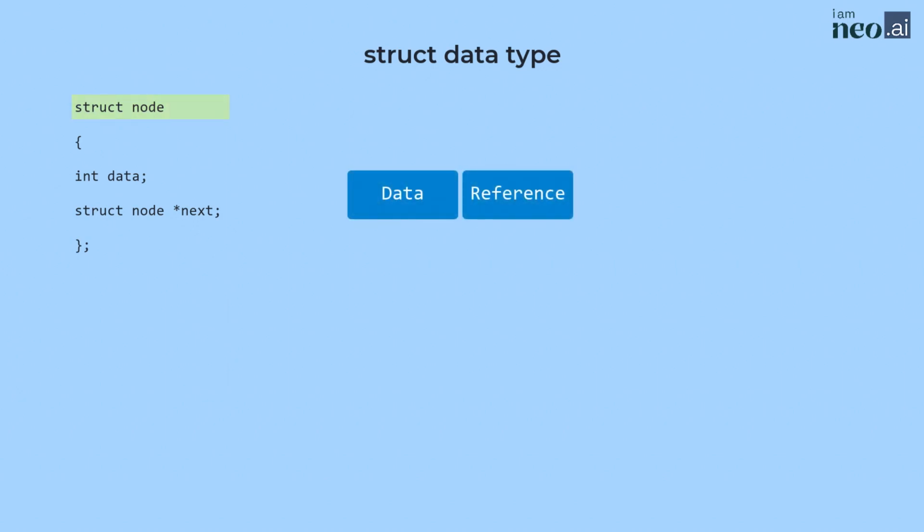So here I have defined a node with the program. It consists of two parts, data and next. This is data of type integer and this is a pointer, because I'm going to store the address of the next node. So the type should be struct node.